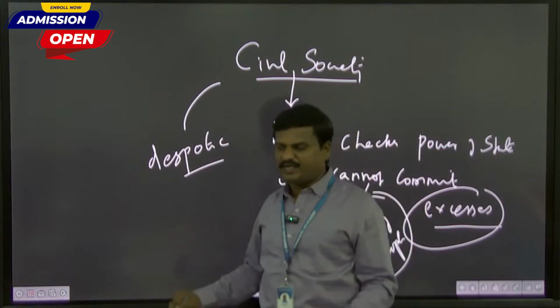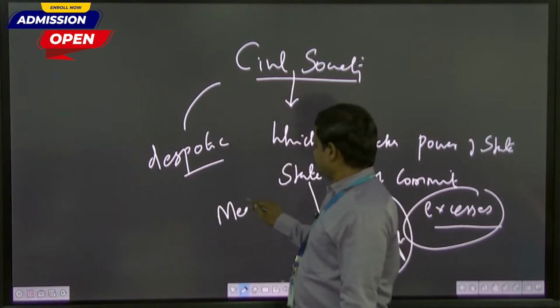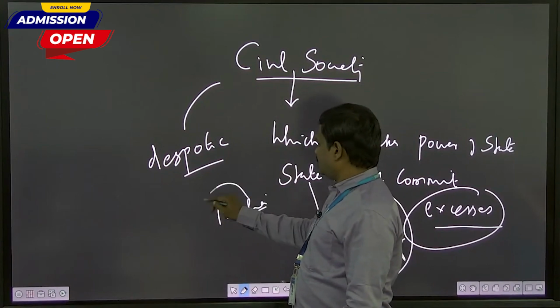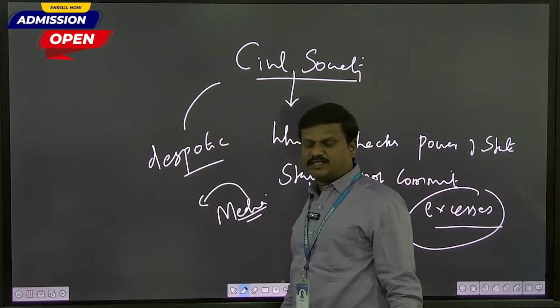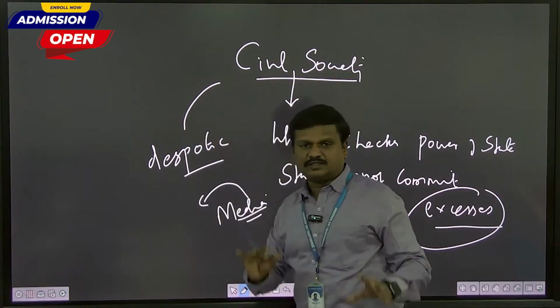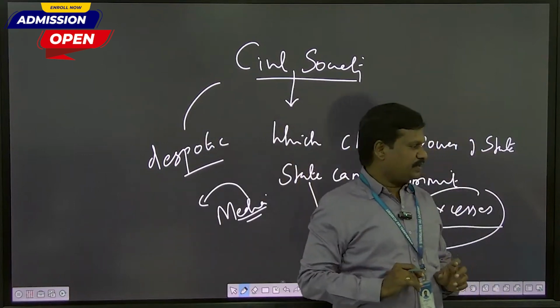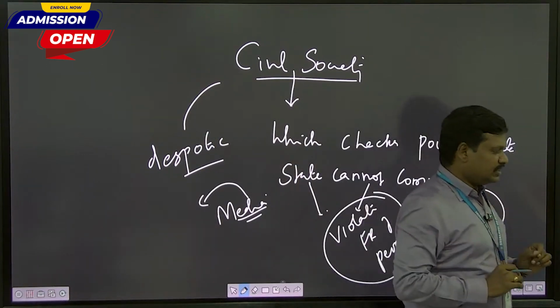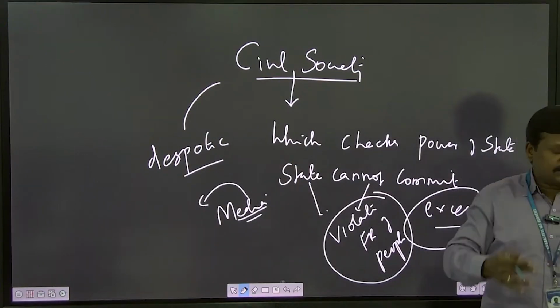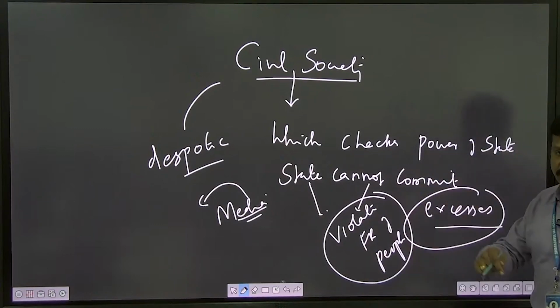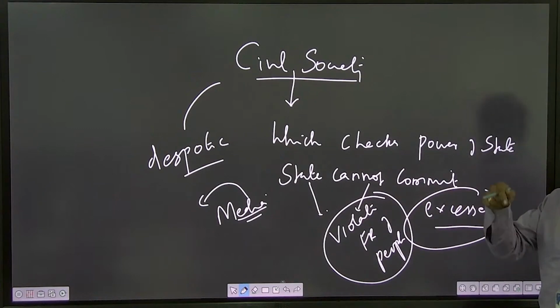For example, media is a civil society. If the government is using excessive force against people, media is highlighting this is how police beat the people, this is how police tortured the innocent person. Like that, it projects the wrongness of the police, the wrongness of the government, to defend the rights of the people. So that is why media is called a civil society.